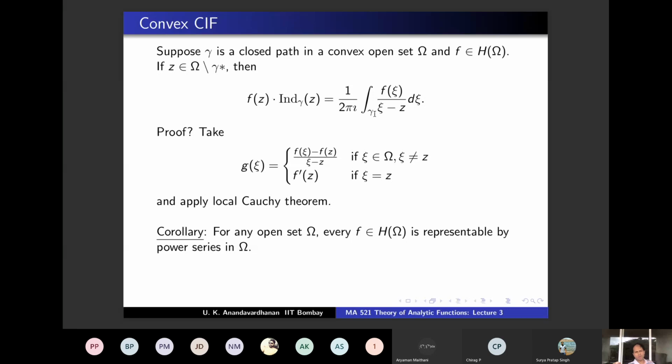There's one subtle point which you can look at in the book, which is also easy, and via that argument you can show that f is representable by power series. A corollary to that is, if f is in H of omega, f prime is also in H of omega, because f is representable by power series, and power series you can differentiate term by term. Therefore f prime is also representable by power series, therefore f prime is differentiable, and f prime is in H of omega.